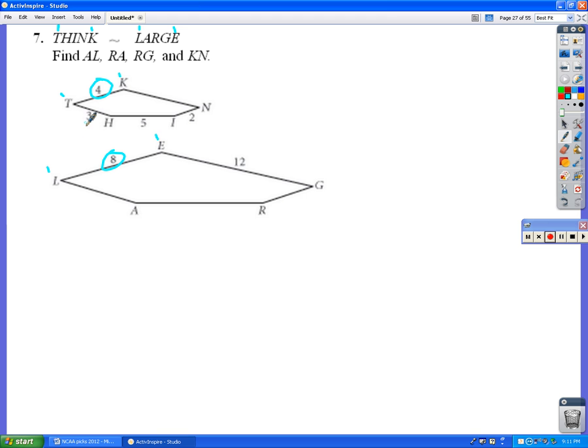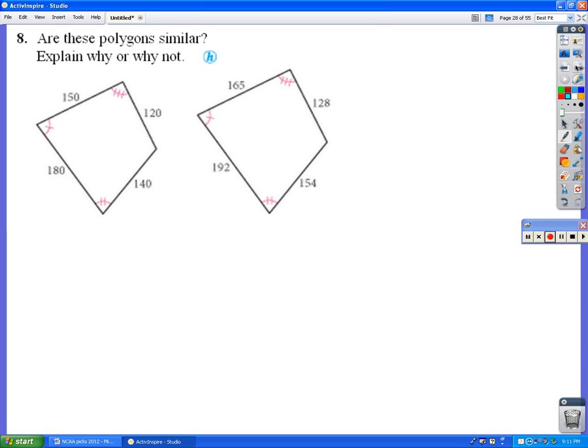So that means if this side right here is 3, then that one has to be 6. If this side right here is 5, then this side has to be twice as big, or 10. And if this one right here is 2, then that has to be twice as big, or 4. Then to find KN, since that's on the other one, we have to go backwards. Since this is 12, I'm going to cut that in half this time, and that side is going to end up being 6. So that is an easy way to use similarity to figure out all those things, okay?